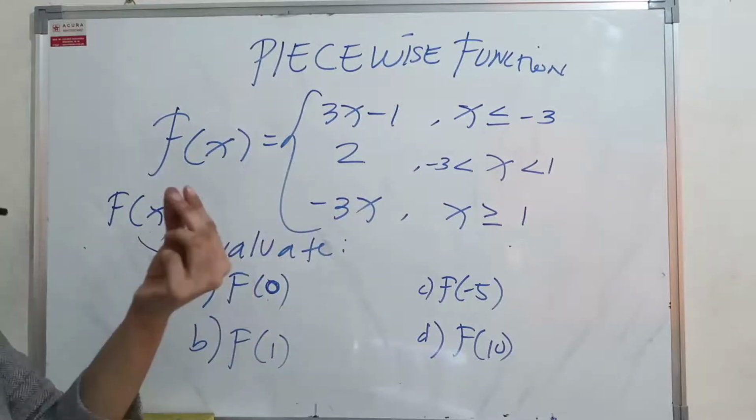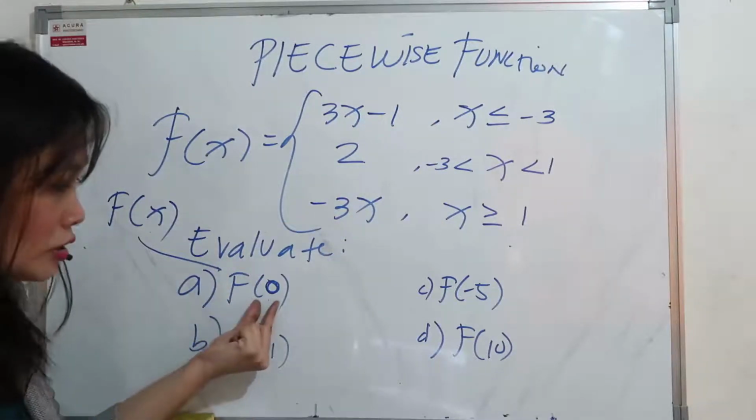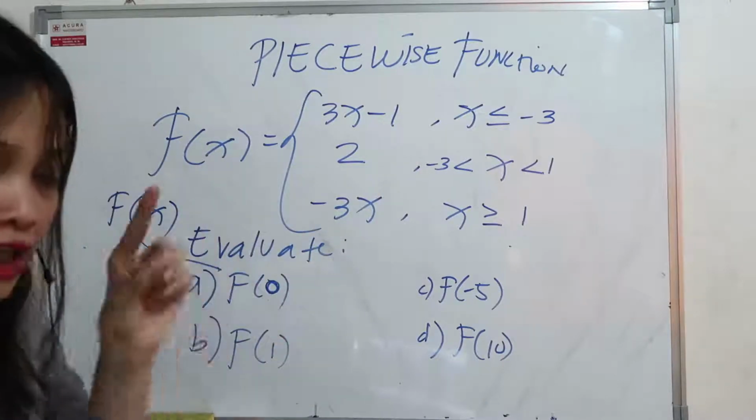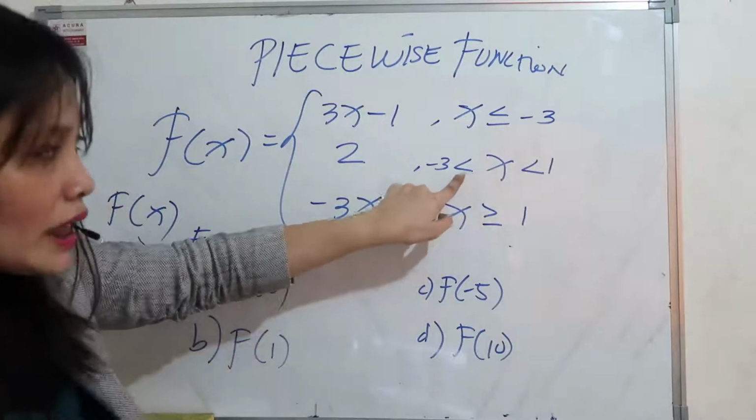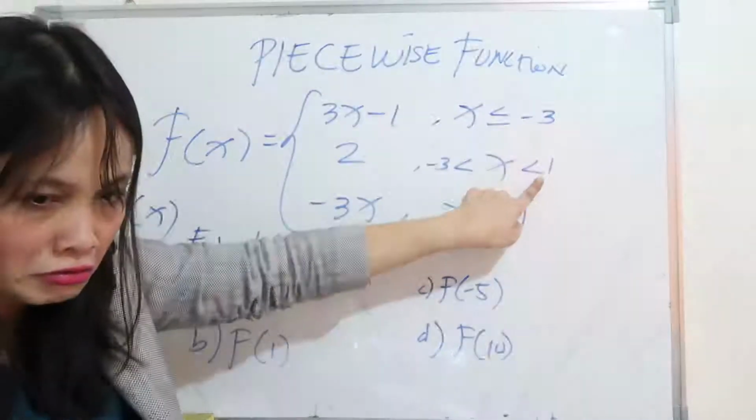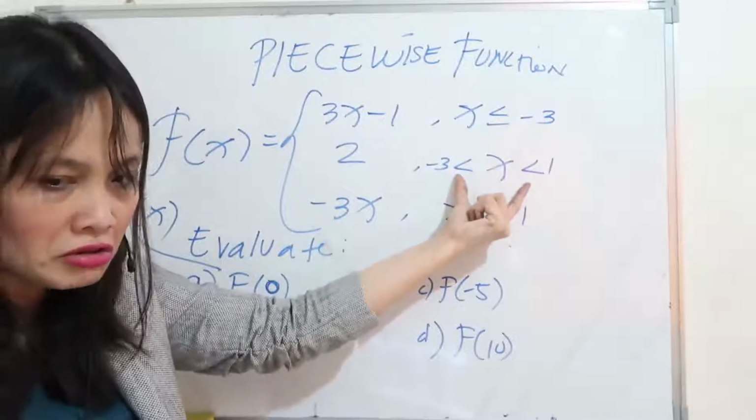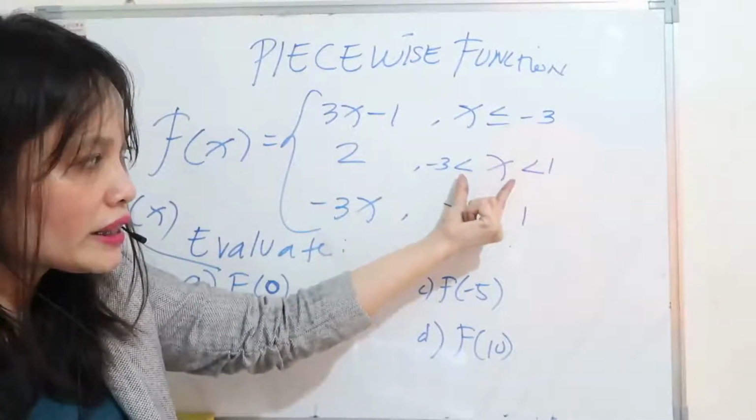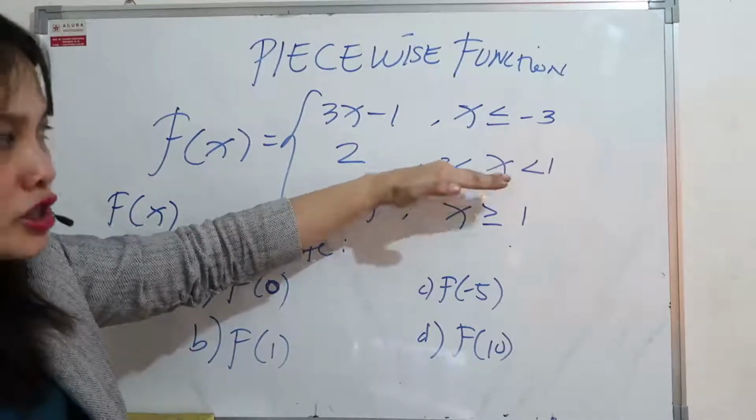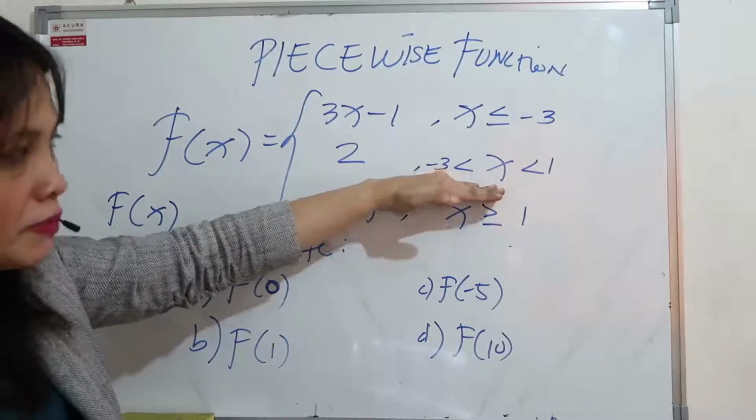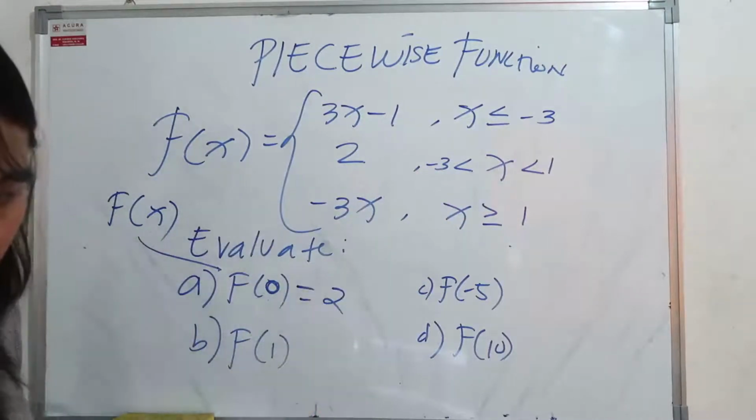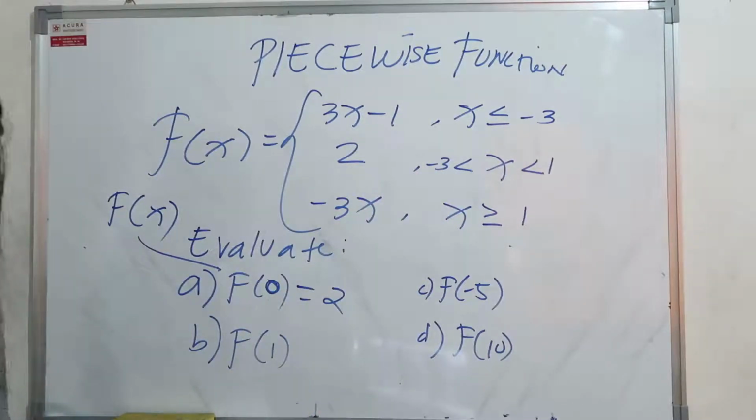Where is 0? Okay, in the second condition. F of 0, 0 applies in the second condition. Why is it? Because according to the second condition, x must be greater than negative 3 but less than 1. So 0 is within the range of the second condition. So what is the function of your second condition? What's the given function for your second condition? Okay, 2. So the answer is 2. That's how we evaluate function.